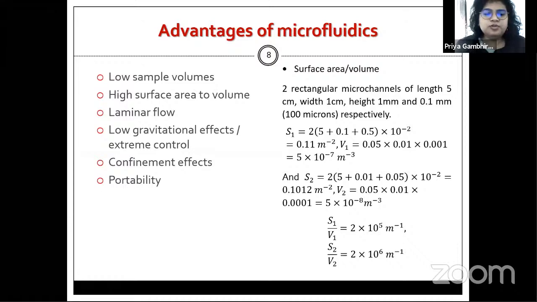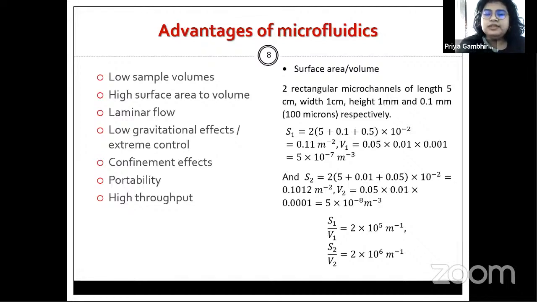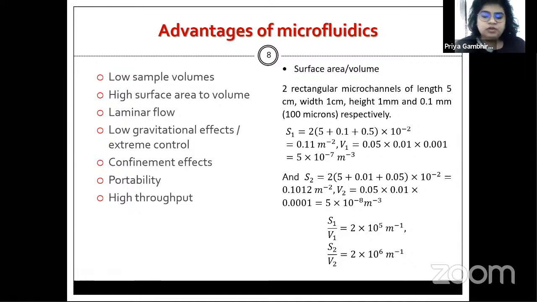And then portability, of course, because your device is small, you can carry it around. And it's high throughput because your channel is so small that you can have multiple channels. If the channel width is only 0.5 mm, then on a microscope slide, which is 2 centimeters wide, you can put lots of channels and have parallel reactions or studies going on. So it can be made into a very high throughput system. So these are all the advantages of microfluidics. We know what biological fluids are, and we know that one of the ways of studying them is using microfluidic devices.